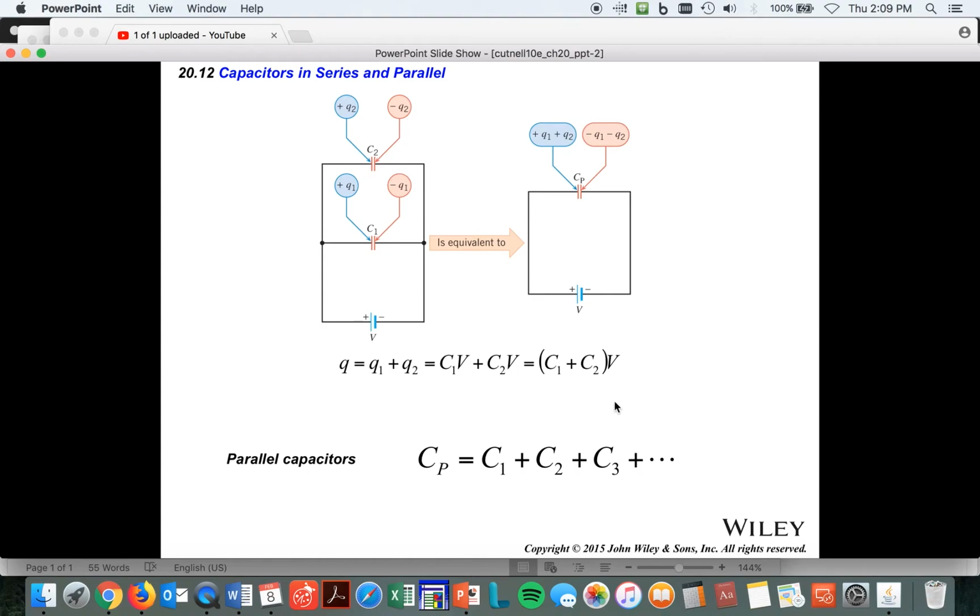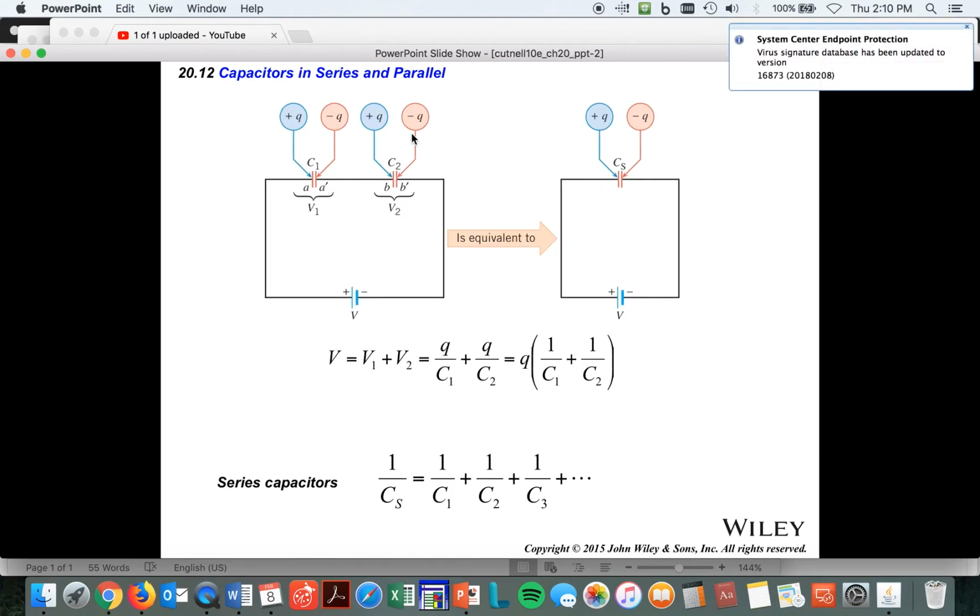So if I divide out the voltage, I get C1 plus C2, so the total capacitance when they're in parallel is just the opposite of resistors. You just add them. But the charge is different, while the voltage drop is the same.